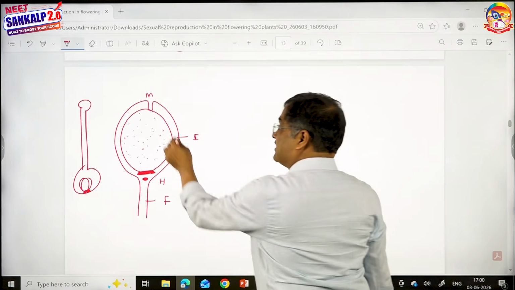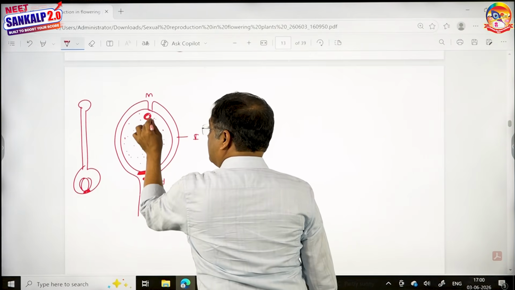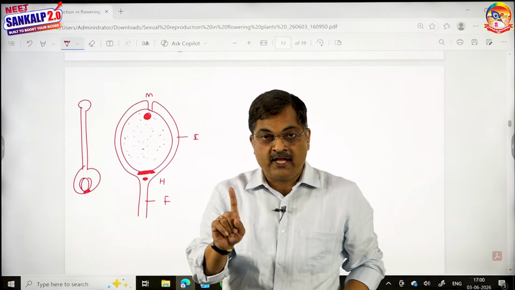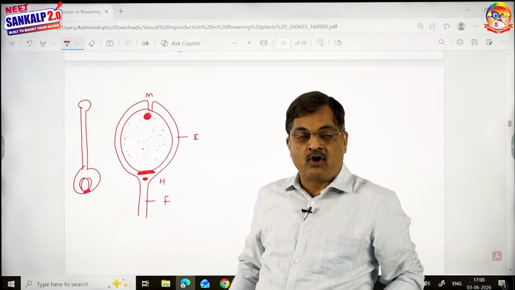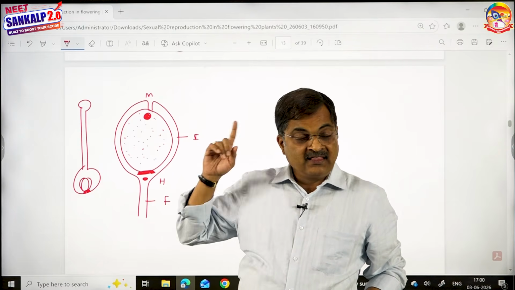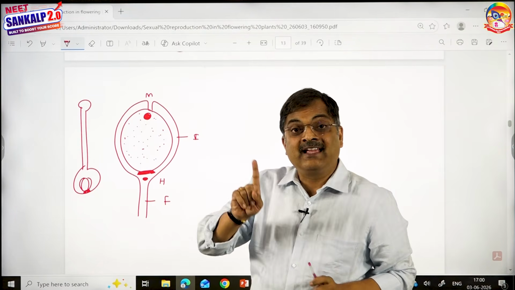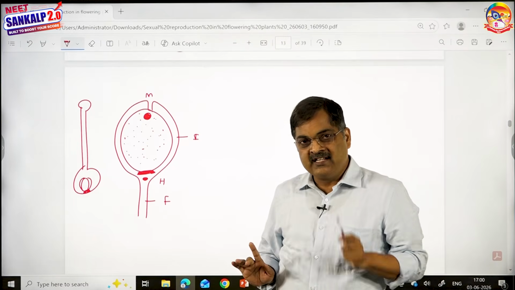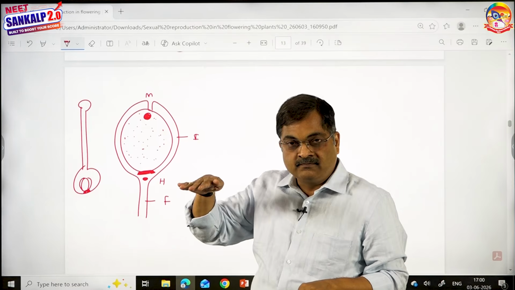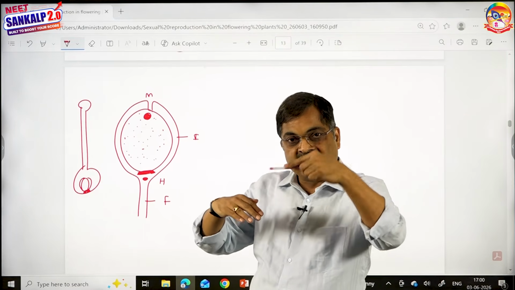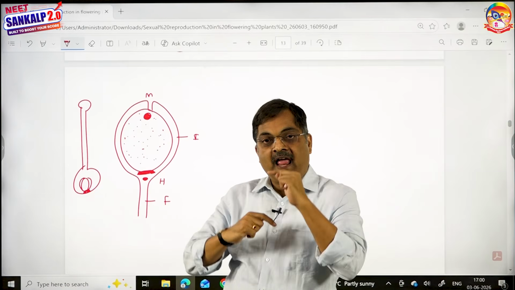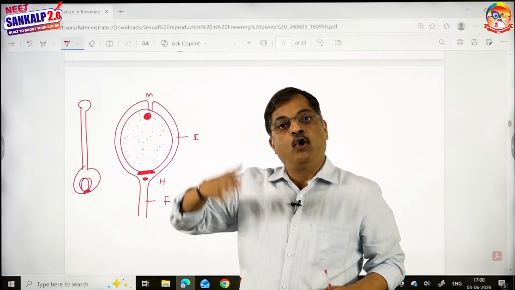Nucellus. This is the nutritive tissue called nucellus. One of the nucellar cells towards the micropylar end acts as archesporial cell, not archegonium. Archegonium is a female sex organ seen in bryophytes, pteridophytes and gymnosperms. That is archegonium. This is archesporium. Now, is it a diploid cell? Yes. This cell undergoes mitotic division and produces two cells, parietal cell and sporogenous cell. So the sporogenous cell will act as megaspore mother cell.